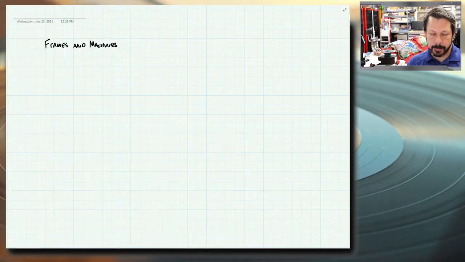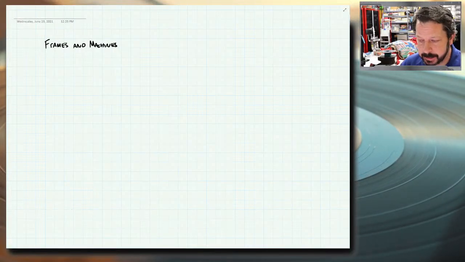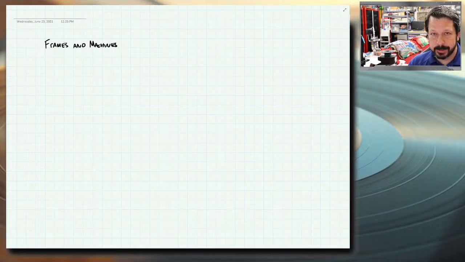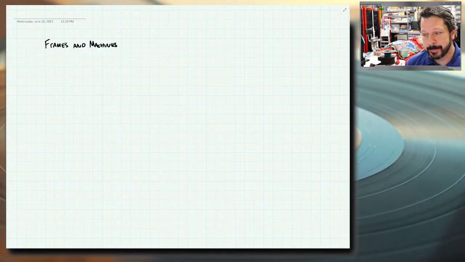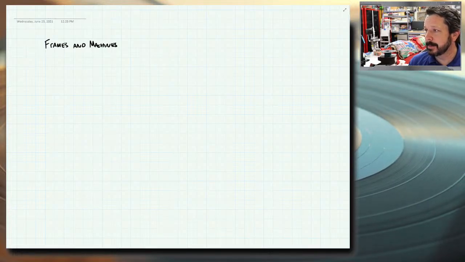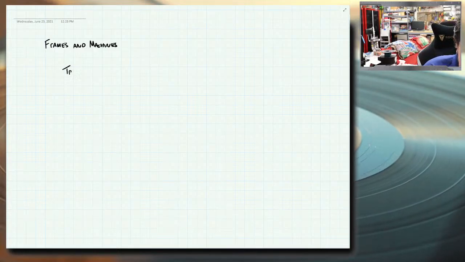So sometimes frames and machines will look like trusses. Sometimes the diagrams that we draw might even look exactly like a truss, but they're not going to be a truss for one of the reasons that they're going to violate the truss assumptions. So remember truss assumptions. Let's go back and talk about those really quick, or at least the highlights.